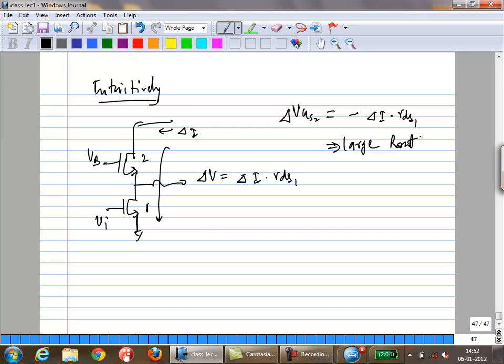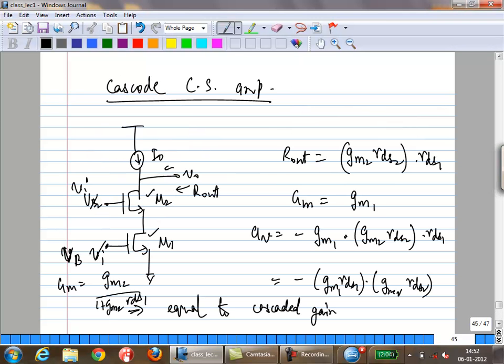Now you have almost doubled the gain from a single stage. Can you do better? You just have, let's say, one single stage. What is the gain we got? Minus gm1 RDS1 times gm2 RDS2. Can you do better? Yes.